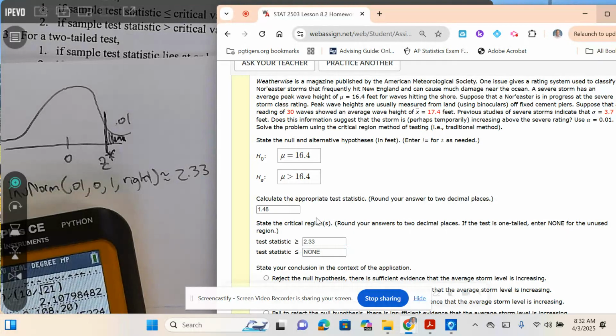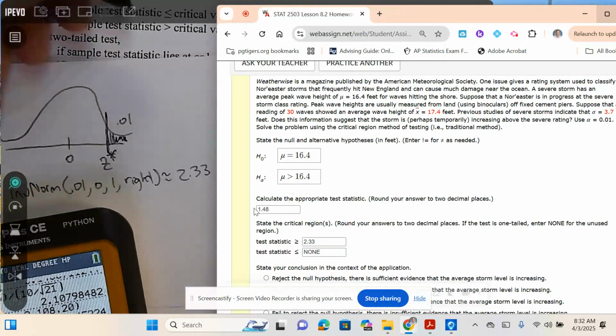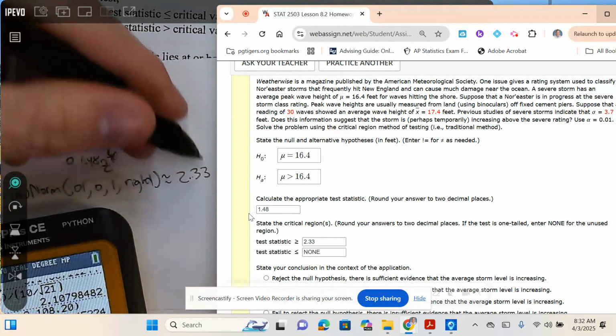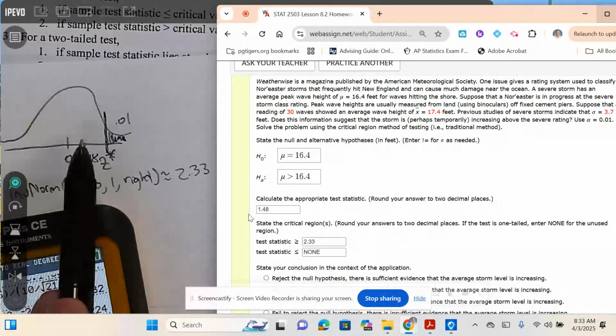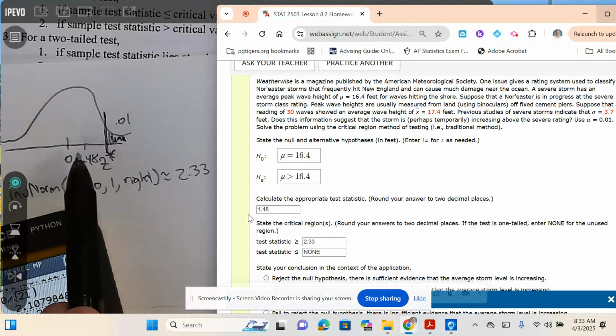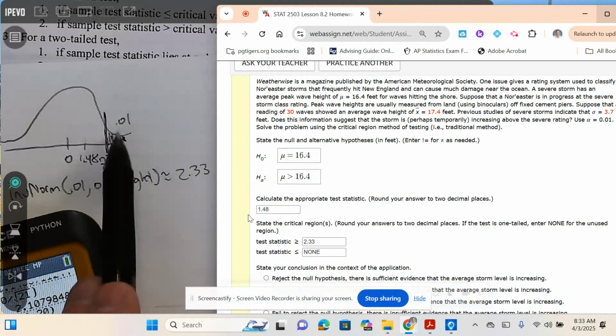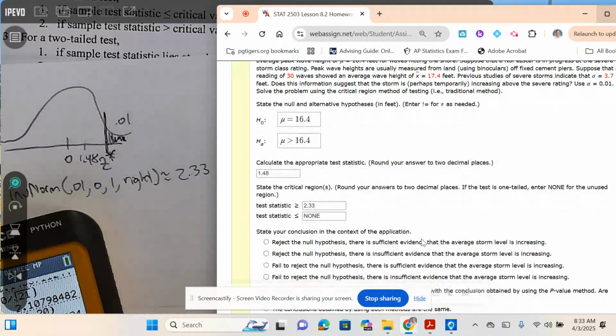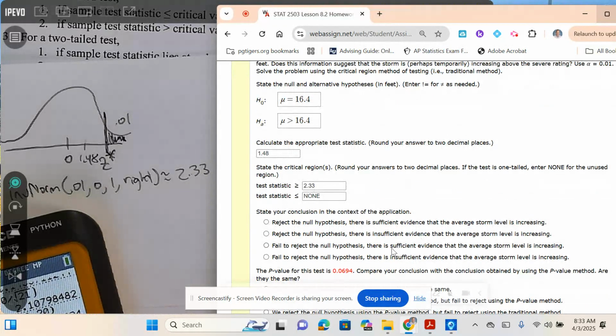And so the question is, does my z value of 1.48, does it dip into 2.33? Is it bigger than 2.33? It is not. So 1.48 does not dip into the critical region. So we are going to fail to reject and saying insufficient evidence. Okay.